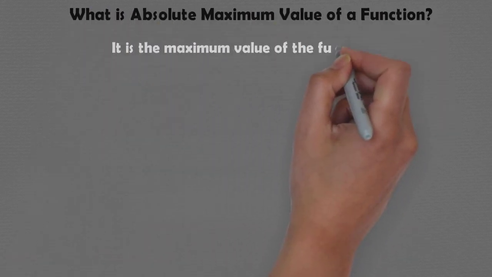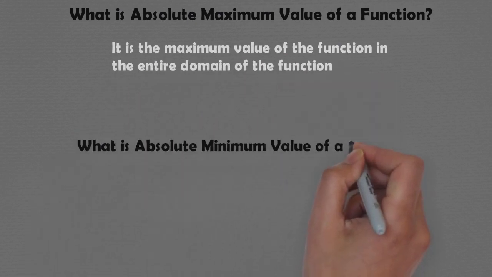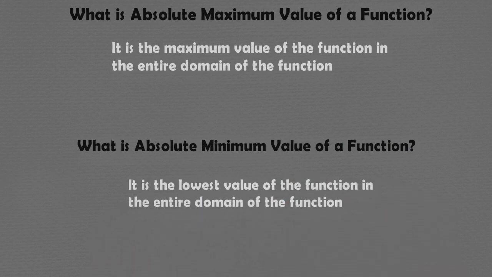Absolute maximum is the value of a function that is the maximum in its entire domain, while absolute minimum is the value of a function that is the lowest in its entire domain. Let me graphically show each of these terminologies and how one is different from the other.